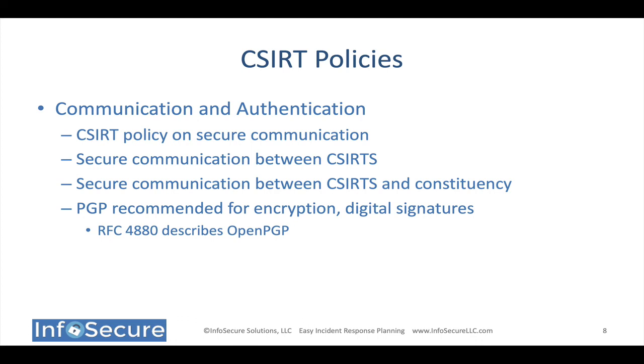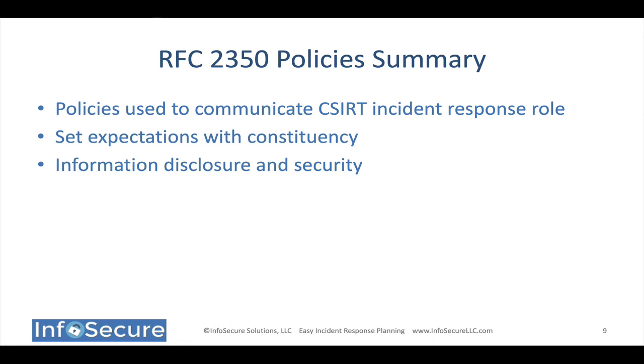And just so you know, RFC 4880 describes OpenPGP, open pretty good privacy, as a tool you can use for secure communication. But for this part, they just want you to describe what your policy is on how you're going to communicate securely with your constituents and others, and what things you're going to use to do that. For instance, if you're going to use PGP, you need to then publish your public PGP key, perhaps on your website, so people can send you encrypted information in order to keep incident information secure. And that's it for Section 4 of RFC 2350.